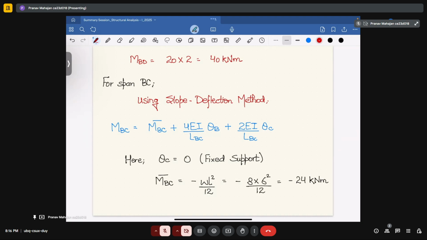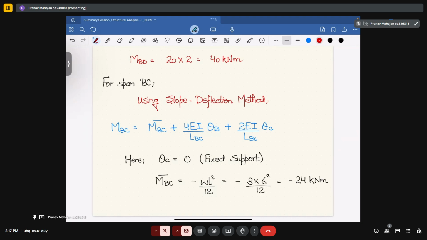So for using the slope deflection method, we already know that MBC is equal to the sum of the fixed end moment in member BC, that is MBC bar, plus 4EI upon LBC into theta B, plus 2EI upon LBC into theta C. In this case, your theta C is equal to 0 because of the fixed support that is provided to you. So further, all the components will be calculated.